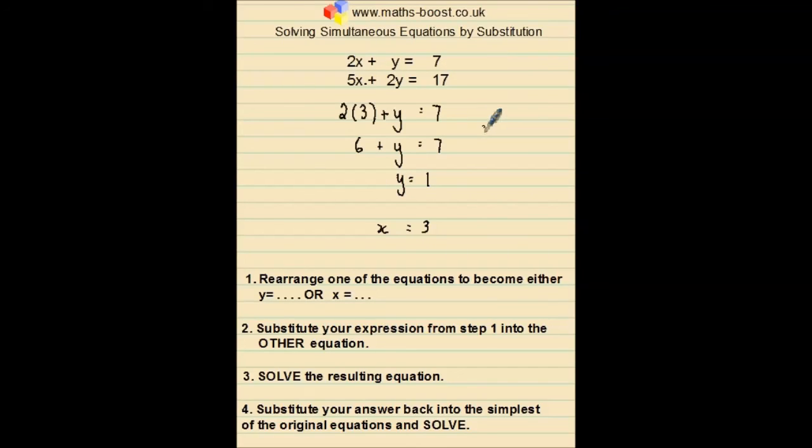And it's important you check both equations. 5 lots of x and 2 lots of y. 5 lots of x would make 15, and another 2 lots of y will bring it to 17, and again that's in agreement. So we can be certain that we've got the correct answer.